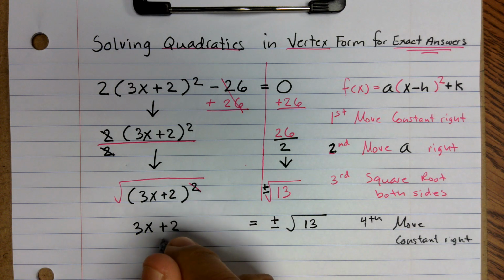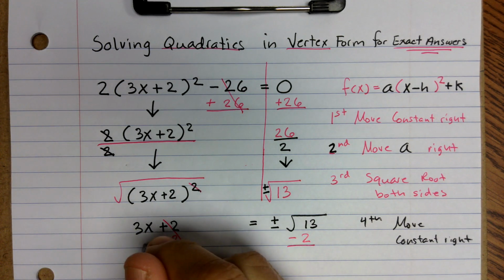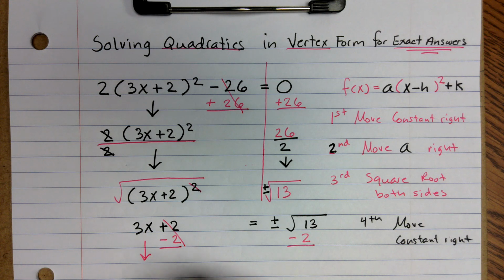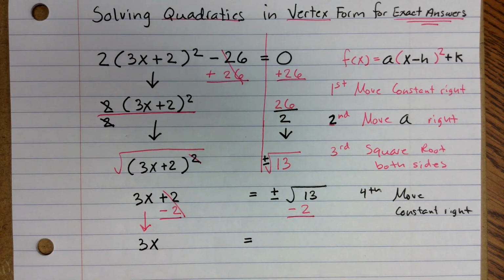So I'm going to do that by inverse operations. We're going to subtract 2 from both sides. It cancels on the left, leaving me with just 3x. Hopefully to you at this point it's starting to look a little bit simpler.